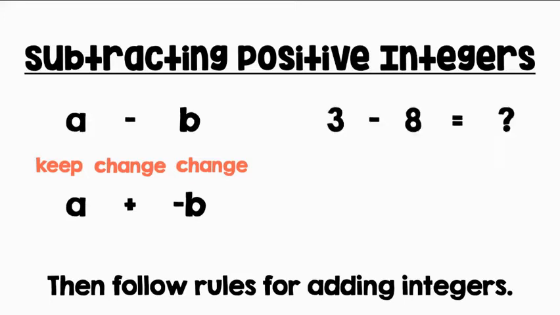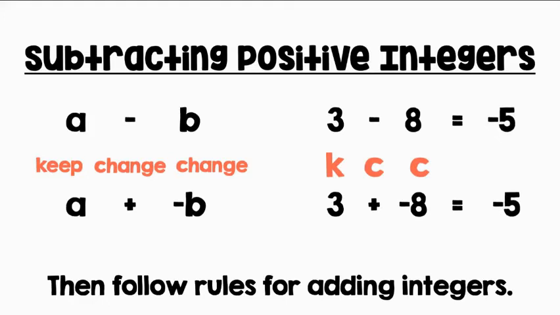Let's look at our example, 3 minus 8. Keep the 3. Change subtraction to addition, and change the sign of the second integer 8 from positive to -8. That will give us -5.